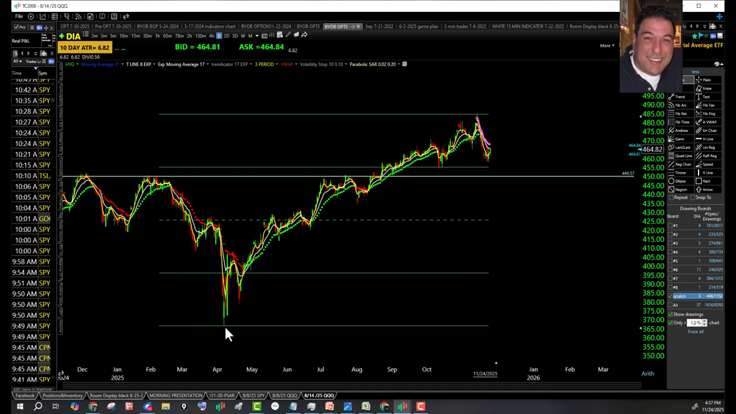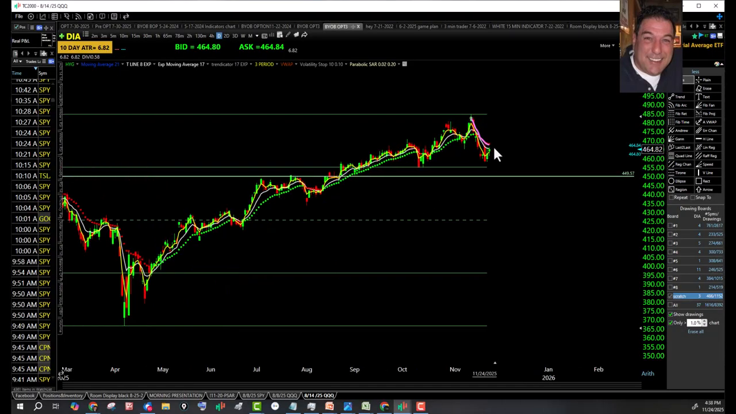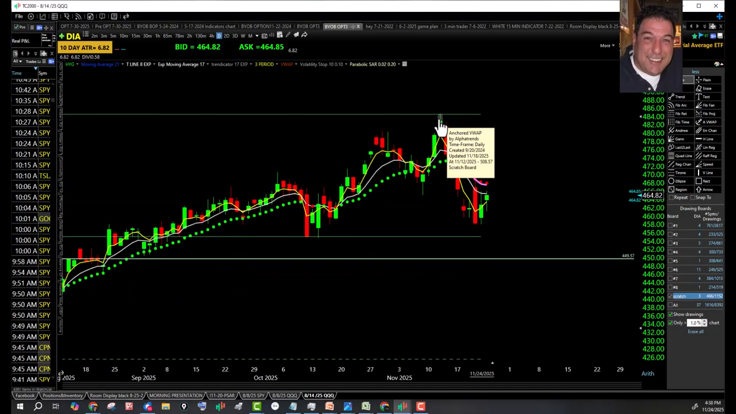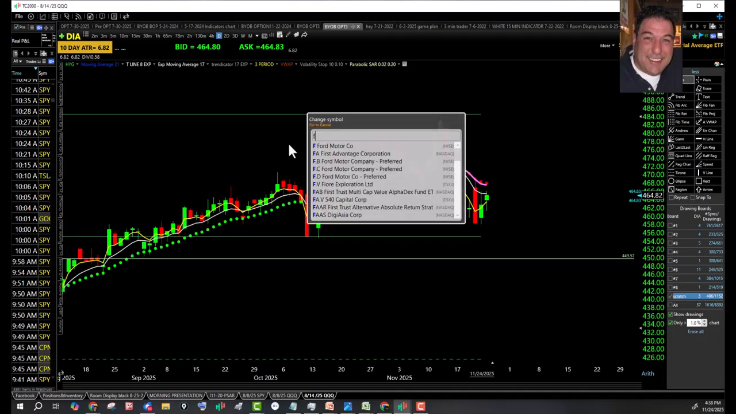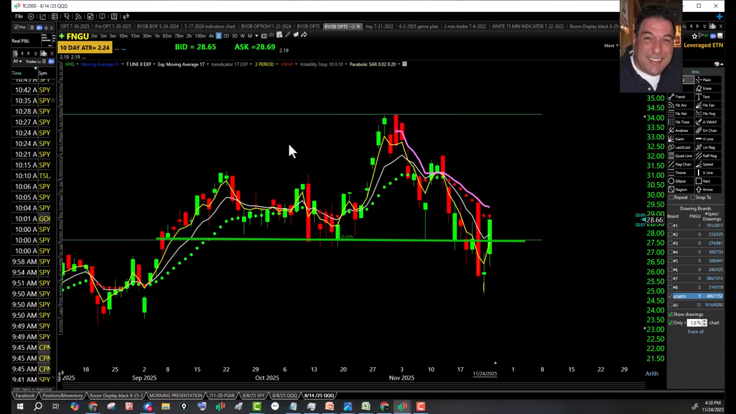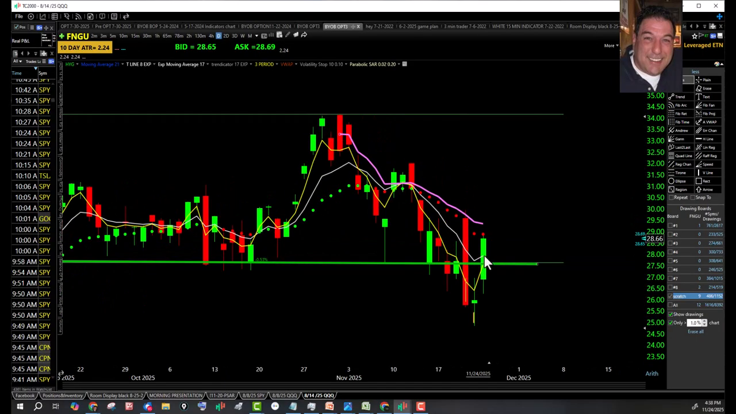Okay, here's the April low, quadrant 4. This is the all-time high right there, put in probably about 2 weeks ago. Take a look at FNGU. FNGU, higher low, higher high as compared to the day before.